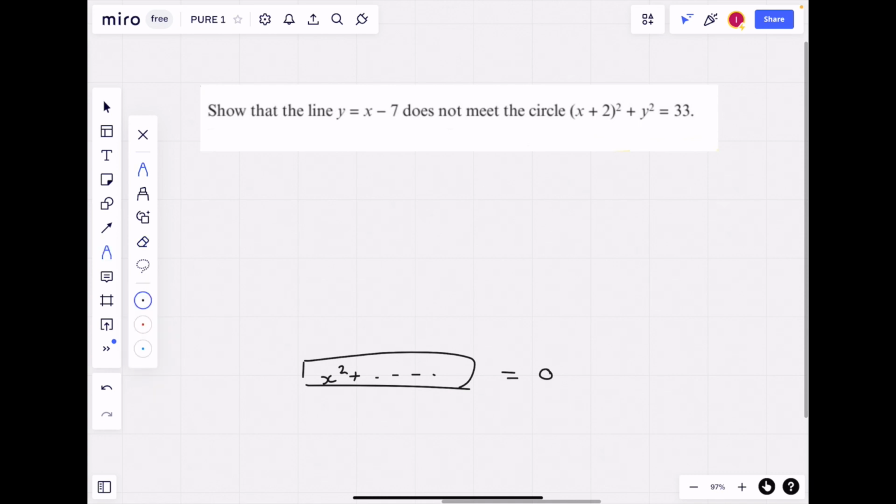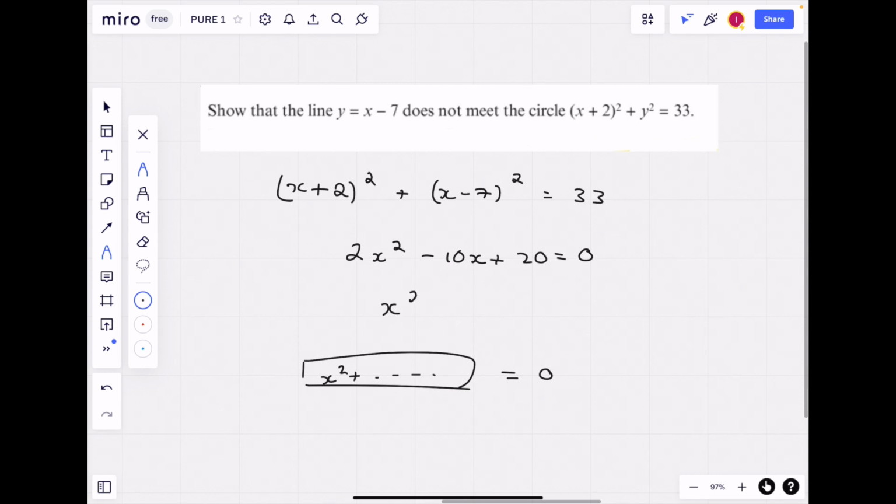So you plug in y equals x minus 7. (x minus 7) all squared equals 33. You're going to expand and simplify. When you expand both and simplify both, you end up with this, after taking the 33 to the other side. And then you're going to divide everything by 2 because you can. You end up with that.